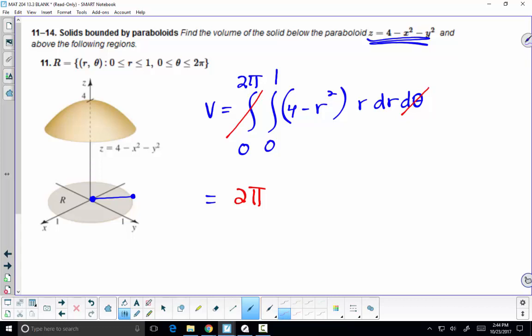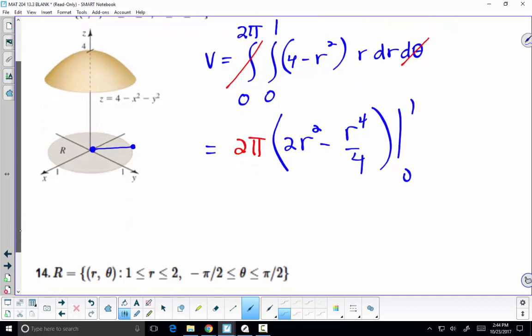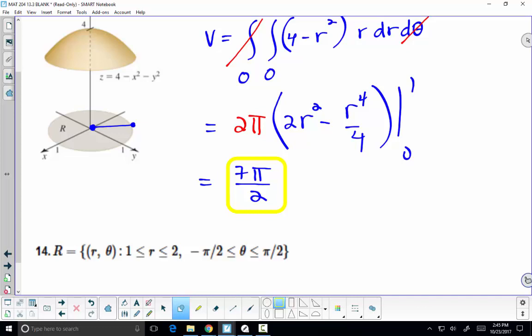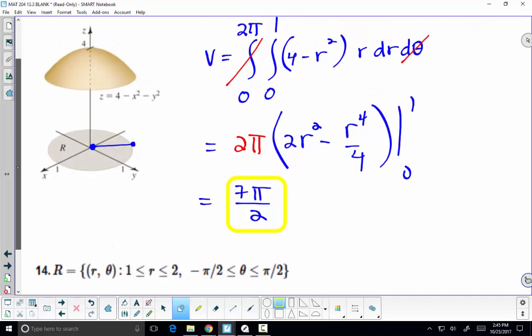So let's integrate this here then. So 4r, and we integrate that, we get 4r squared over 2, so we get 2r squared, minus, that's going to be an r cubed, so we get r to the fourth over 4, and that's 0 to 1. 0 doesn't contribute anything. The 1 gives us a 2 minus a fourth. So 8 fourths minus 1 fourth is 7 fourths, so 14 fourths, which is 7 pi over 2. So that's the volume above that disk and below that paraboloid.